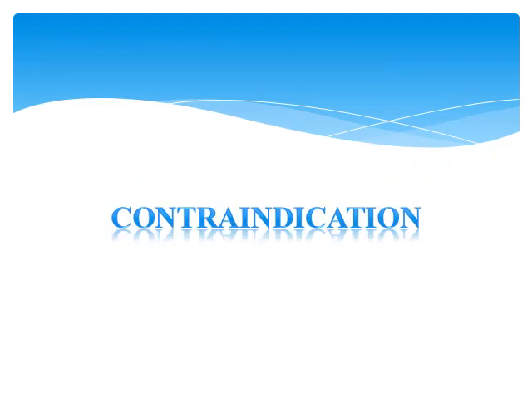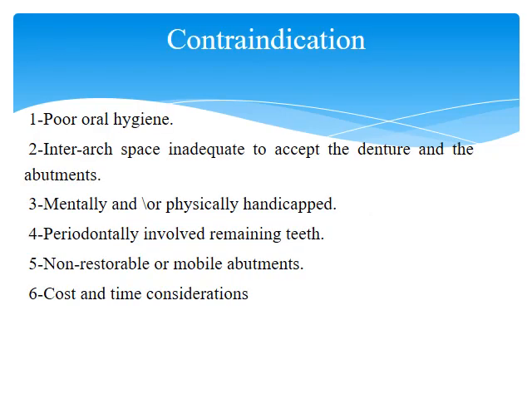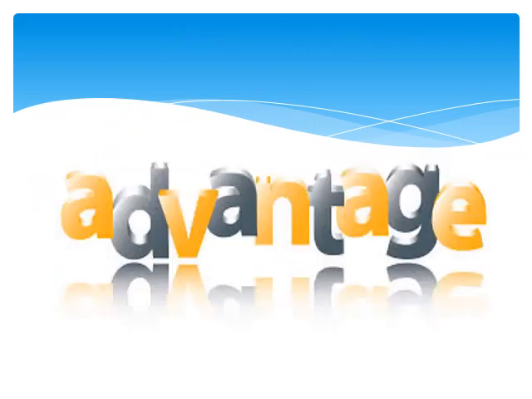While the contraindications for overdenture: first, poor oral hygiene. Second, inter-arch space inadequate to accept the denture and the abutments. Third, mentally and or physically handicapped. Fourth, periodontally involved remaining teeth. Fifth, non-restorable or mobile abutments. Sixth, cost and time consideration.